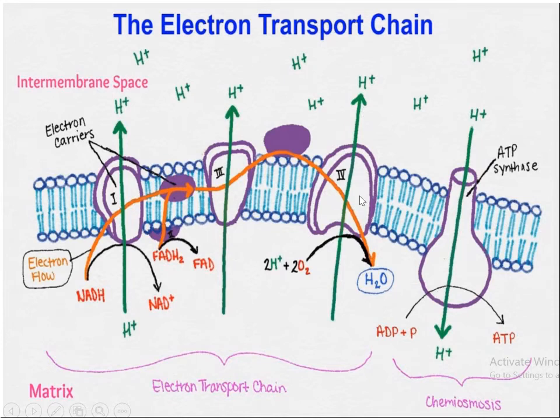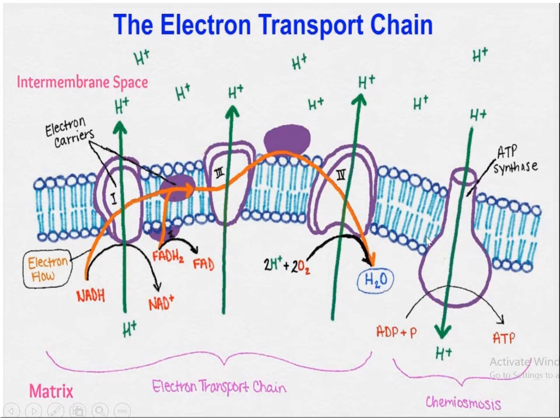Complex 4 then passes the electrons it received from cytochrome C to the final electron acceptor, and this is oxygen. This oxygen is the final electron acceptor. It receives the electrons from complex 4, and it also combines with protons. When it combines with protons and electrons, it turns into a water molecule.